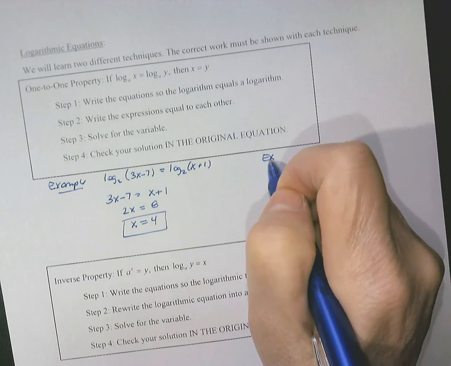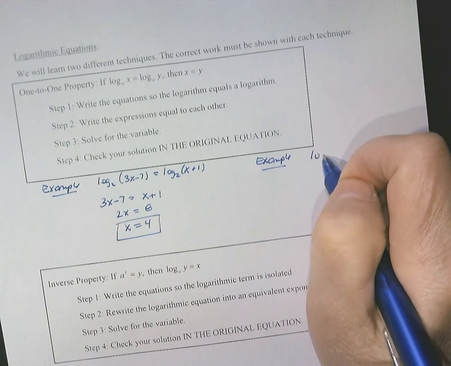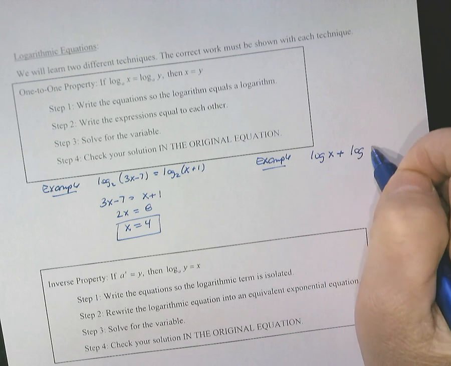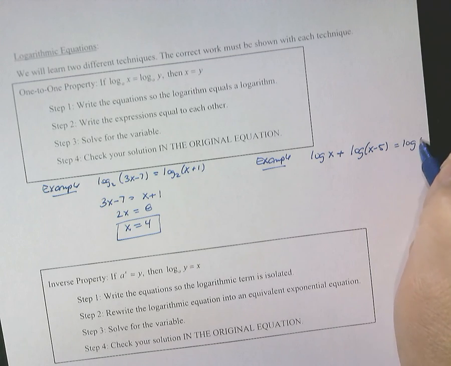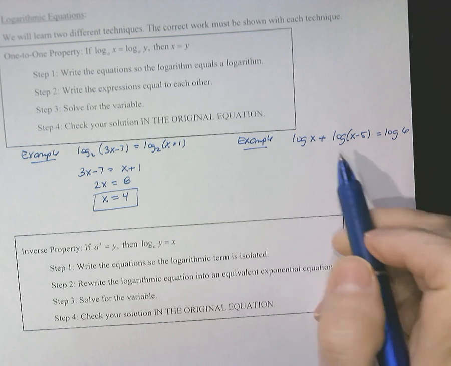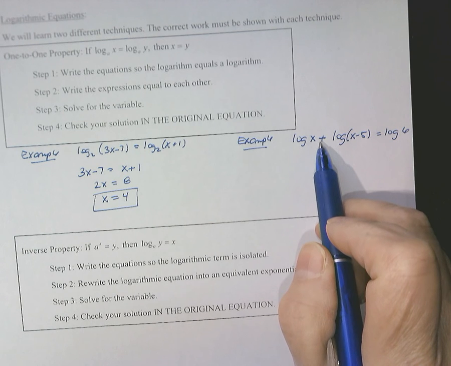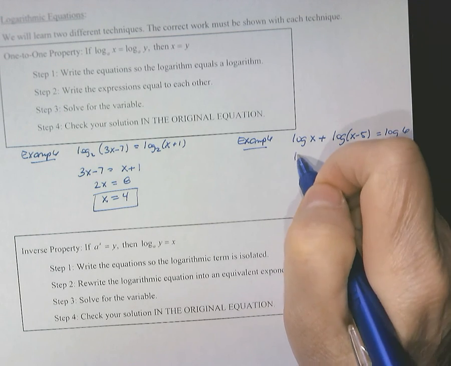My next example, log x plus log x minus 5 equals log 6. Okay, just looking at this, it doesn't look like I could use a logarithm equals a logarithm, but I can. I'm just going to have to condense the left side of the equal sign. So since this is being added, I'm going to multiply. So I'm going to multiply x times x minus 5.